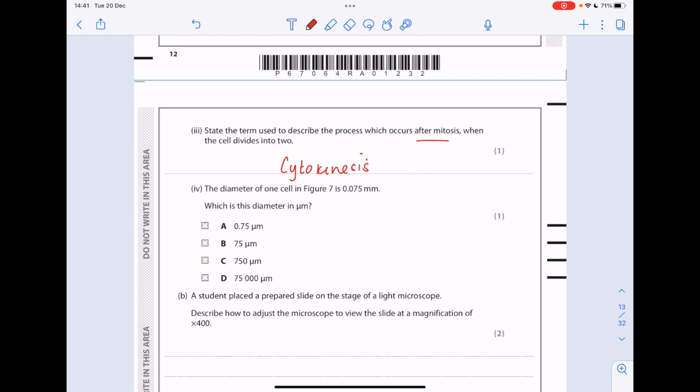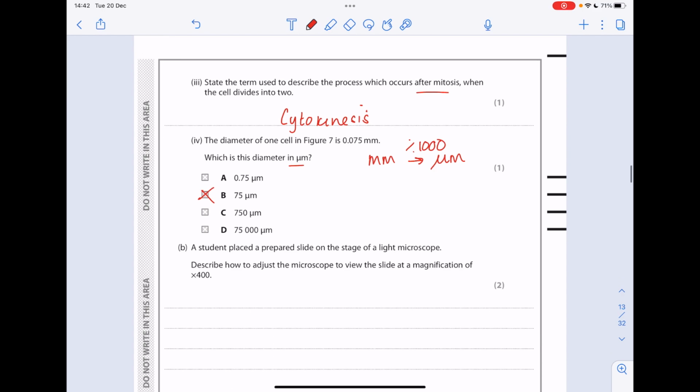The diameter of one cell in figure 7 is 0.075 millimeters. What is this diameter in micrometers? To do this unit conversion, you multiply by 1,000. So B is the answer.